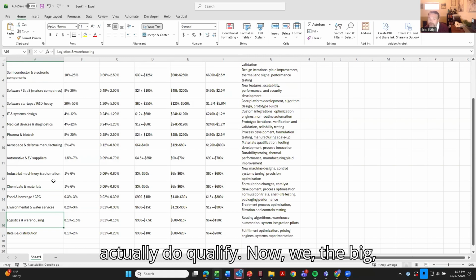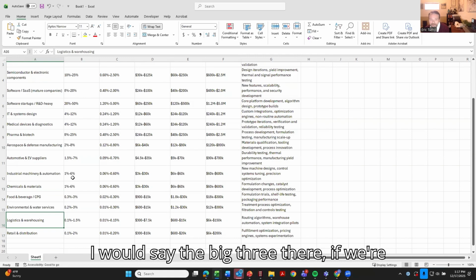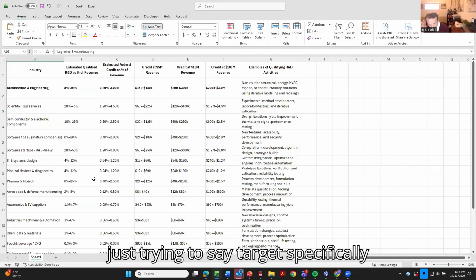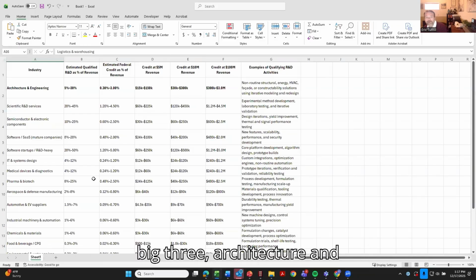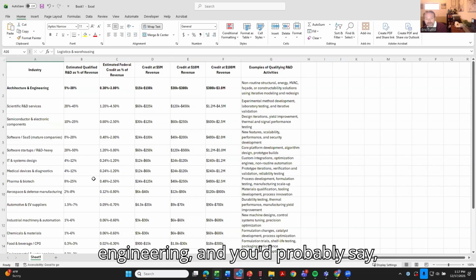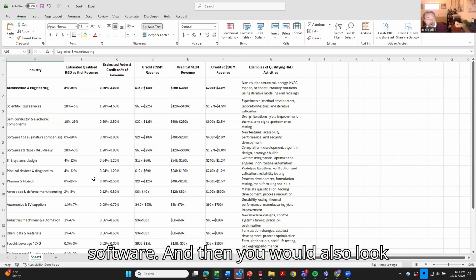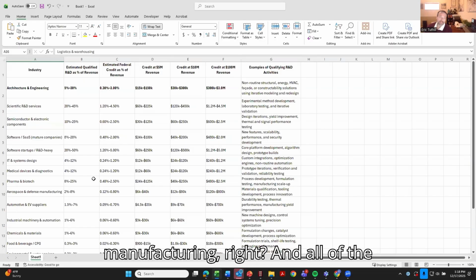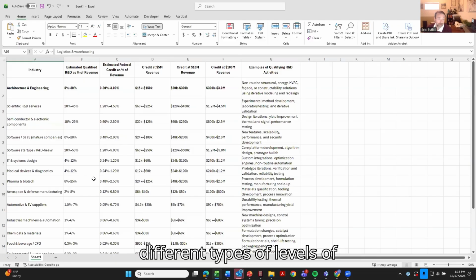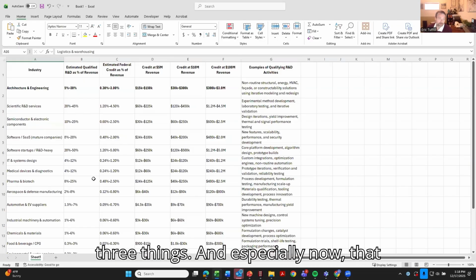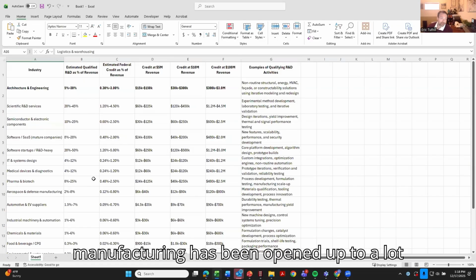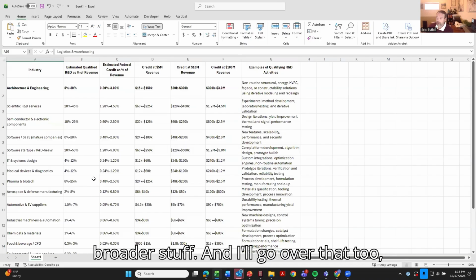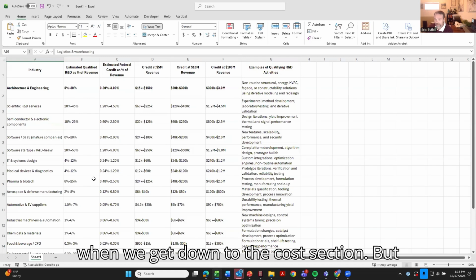Now, I would say the big three there. If we're just trying to target specifically the big three: architecture and engineering, software, and then you would also look at manufacturing, right? And all of the different levels of manufacturing that are out there. Those three things, especially now that manufacturing has been opened up to a lot broader stuff, and I'll go over that too when we get down to the cost section.